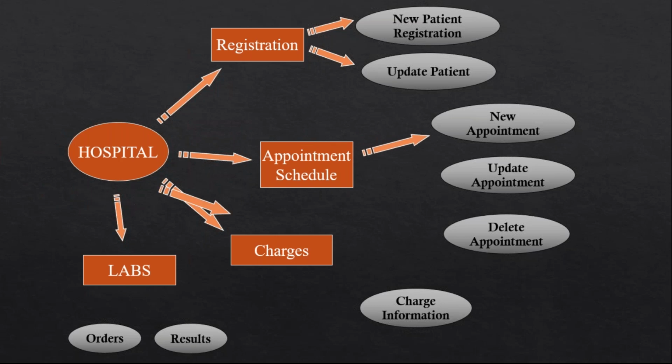Similarly, you have three different events for appointments, which is creating a new appointment, update of an existing appointment, or deleting an appointment. So these are three different events that we can expect from an appointment scheduling perspective. When we look at charges, there is only one event, presenting charges. And when we look at labs, we have two different events: one is placing an order and the other is receiving results. So finally, we end up having 8 different event types, which are the most frequent ones and which will cover a large part of the hospital workflow that we have discussed.